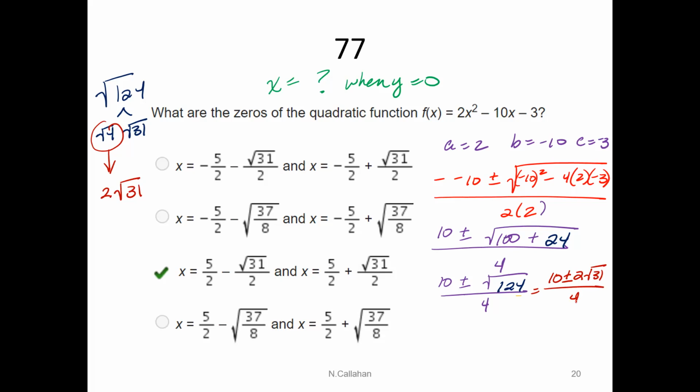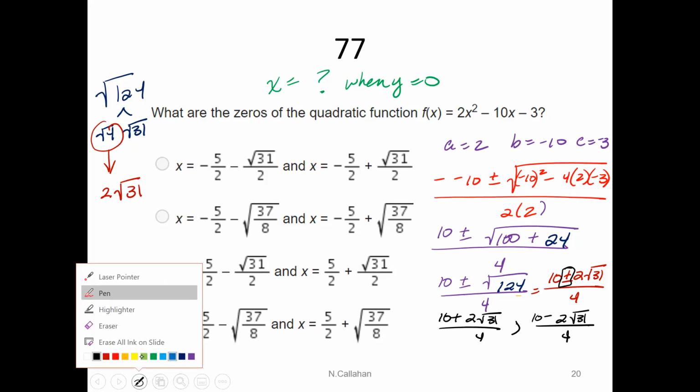And I look at my answer, I'm like, still not quite there yet. It's getting closer, but I still don't see the answer that matches it exactly. But that's okay, because you just need to simplify this a little bit. You see the plus or minus right here, you got to split it. So your first answer is 10 plus 2 square root 31 over 4. Your second answer is 10 minus 2 square root 31 over 4.